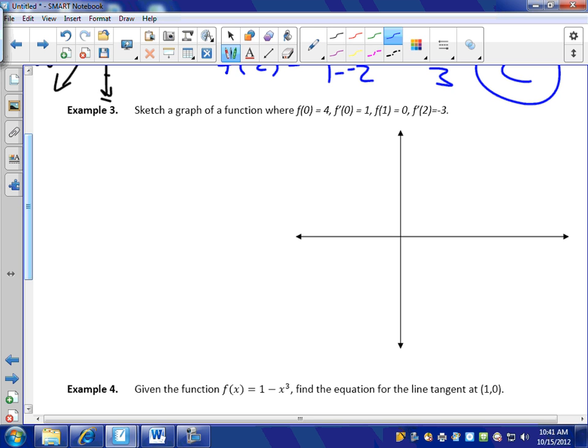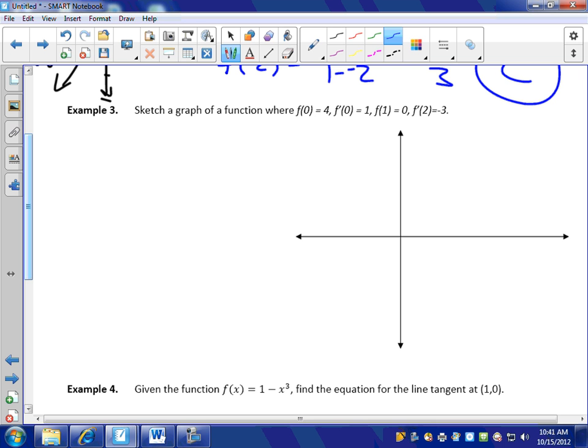Okay. Number 3, I would like you to try to see if you could think through this on your own. I'm going to give you about 2 or 3 minutes. You could talk with a partner. It says sketch a graph. Now I want you to know there's an infinite number of possible graphs where f of 0 is 4.